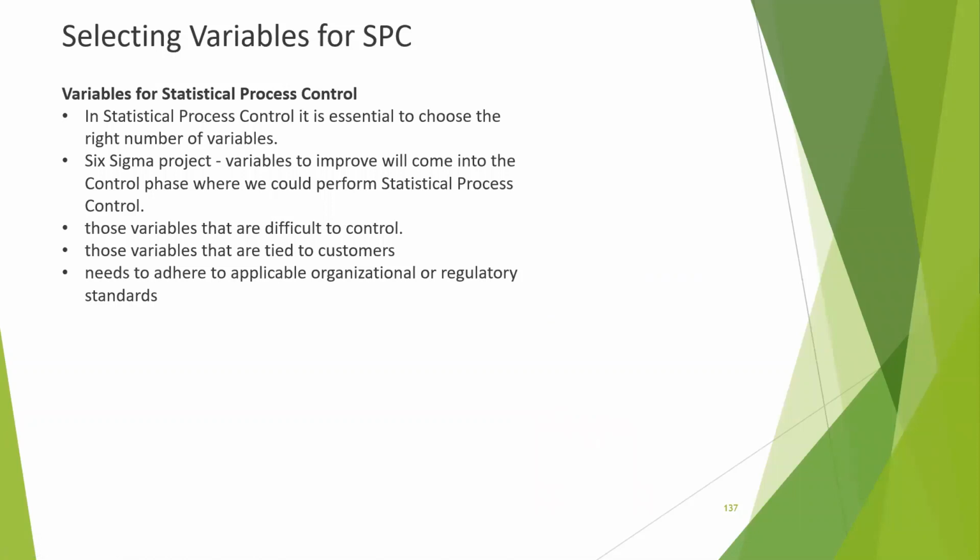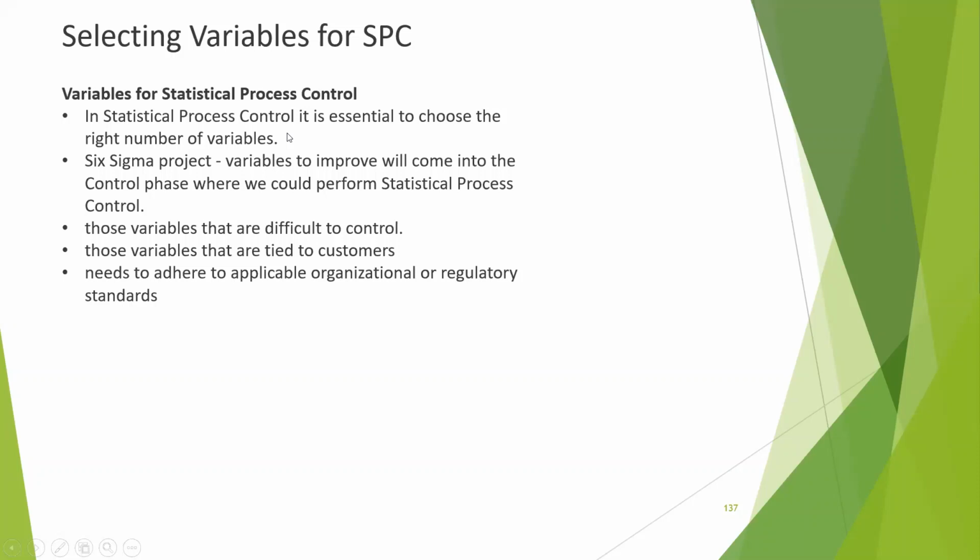For example, you need to choose the right number of variables. In a process, I have all my KPI metrics. Can I put them into statistical process control? Yes, you can, but how are we going to monitor them? That's a question, right? So take a key metric or key variable which you want to fix, and take that alone.